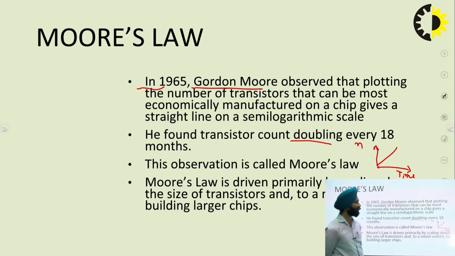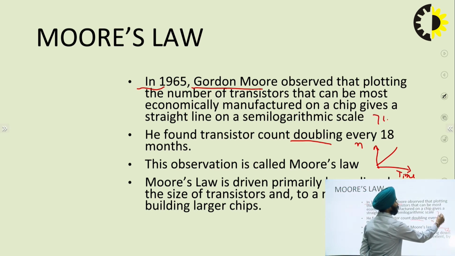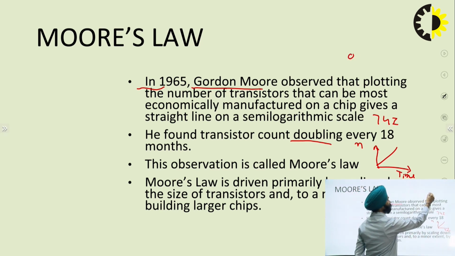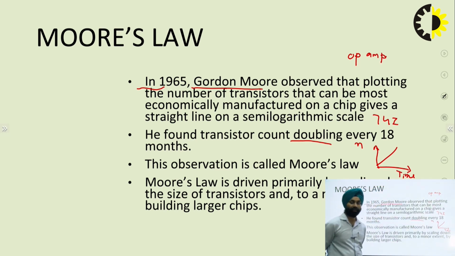For example, if we take IC 741, an op-amp IC, and today the op-amp is using 5 transistors, then after 18 months we can create more op-amps in the same area, because those 5 transistors in one op-amp will take less space in an IC.